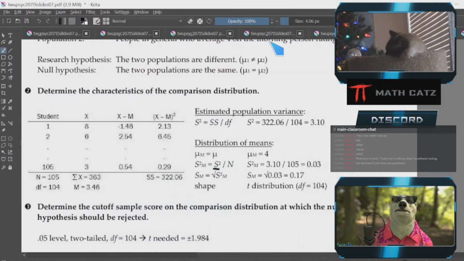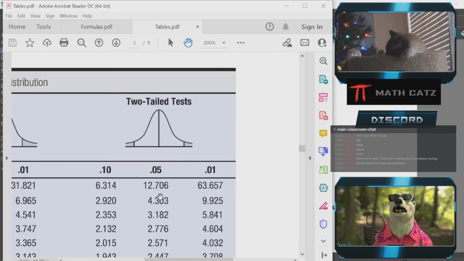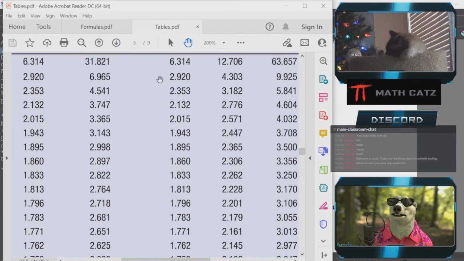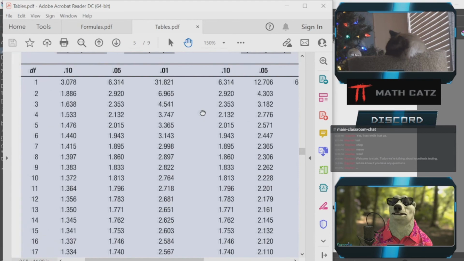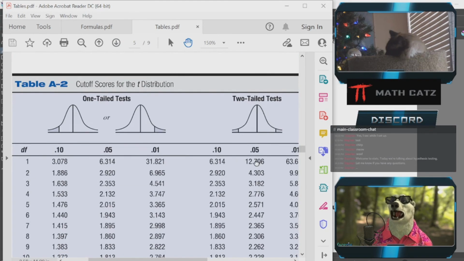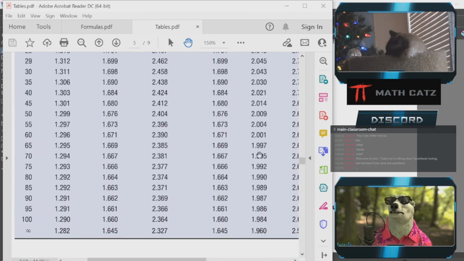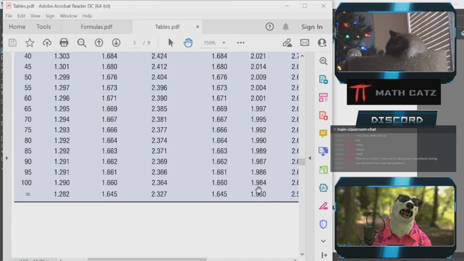We see our cutoff with degrees of freedom 104. I go all the way down. Now I can't see it unless I zoom out a touch. Degrees of freedom over here. This is the column we're looking at. Degrees of freedom 104, 104. This table stops at 100. And after 100, the t-distribution and the normal distribution are so close together, there's virtually no difference between them, and we just have one row for any degrees of freedom above 100.